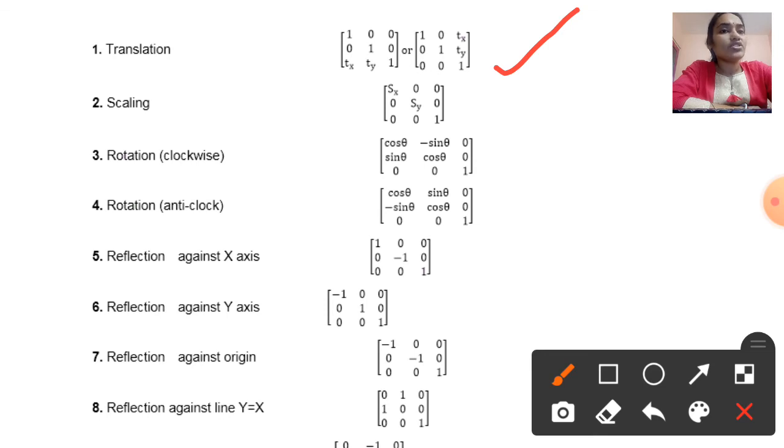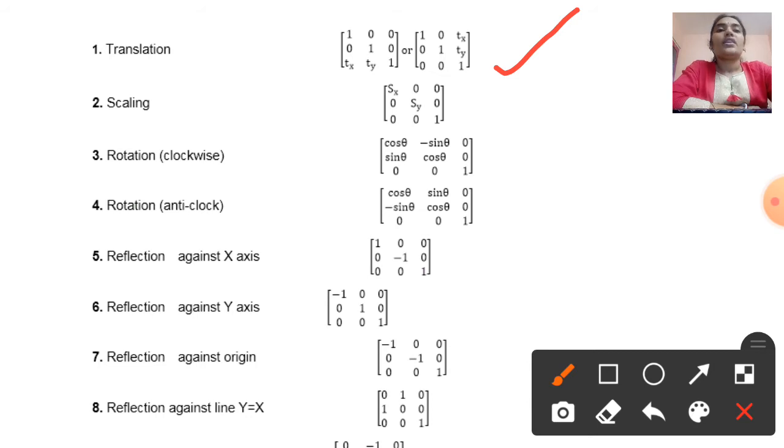Scaling is Sx 0, 0 Sy, but in a 3x3 matrix it is Sx 0 0, 0 Sy 0, 0 0 1. Now the next transformation is rotation: rotation clockwise and rotation anti-clockwise. The first is rotation clockwise: cos theta, sin theta, 0, minus sin theta, cos theta, 0, then 0 0 1. Then rotation anti-clockwise: cos theta, minus sin theta, 0, sin theta, cos theta, 0, 0 0 1.